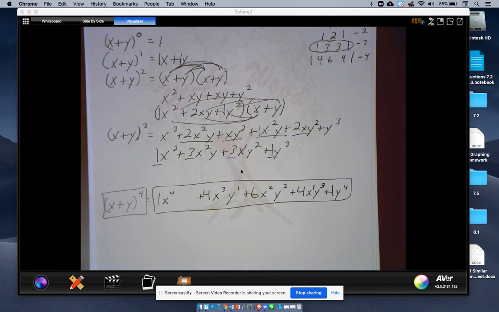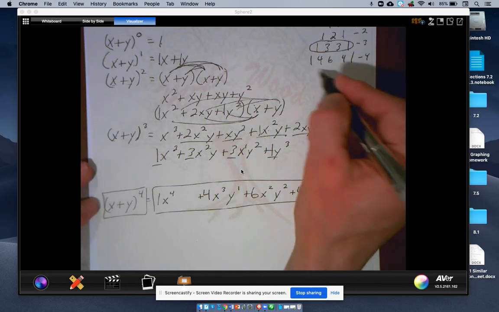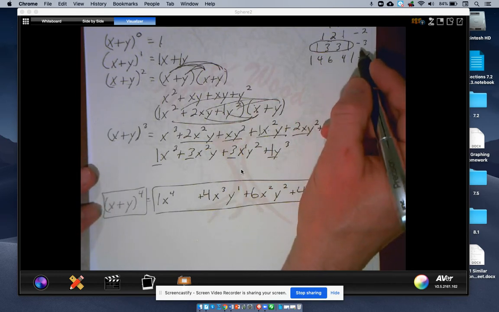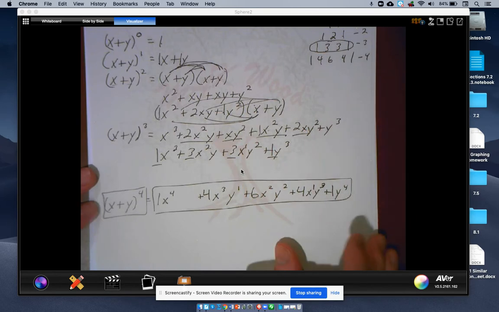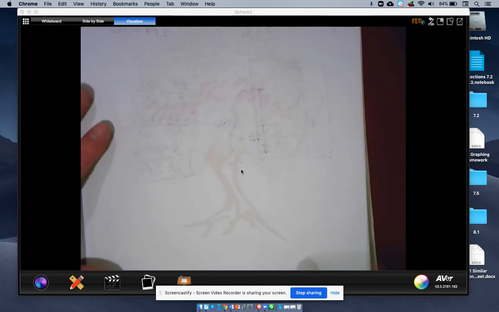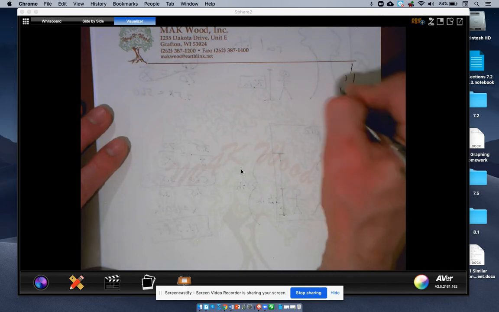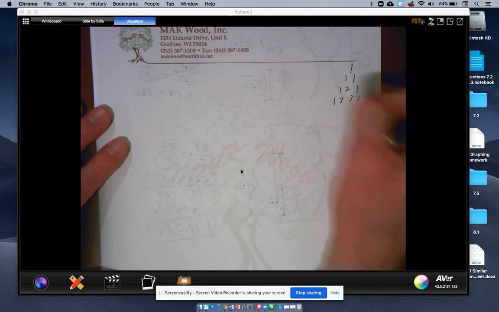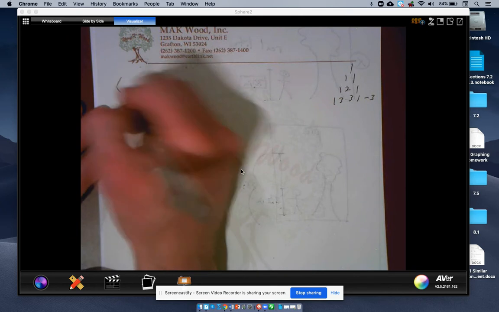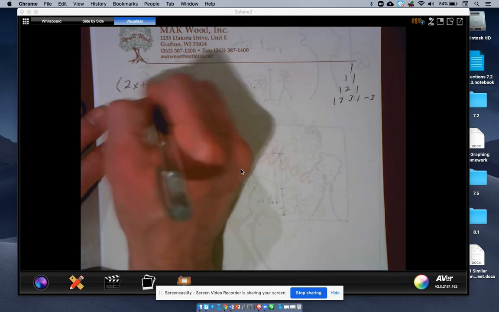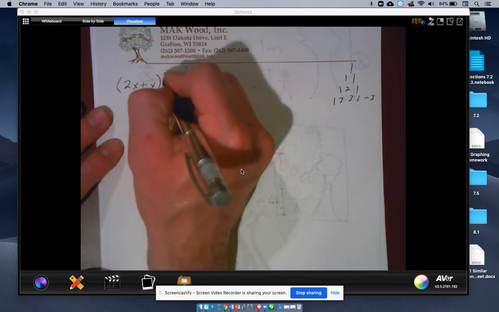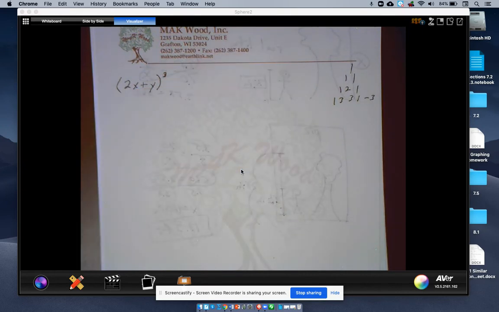Okay, let's do one that is going to be cubed, but I'm going to switch it up just a little bit on you. So it's going to be 1, 3, 3, 1. So I'm going to flip over my paper. Grab another piece of paper here. So I'm going to do a little Pascal's triangle here on the corner. So we've got it. 1, 1, 1, 1, 2, 1, 1, 3, 3, 1. So this is my third row. And I'm going to do 2x plus y cubed. Okay, 2x plus y cubed now.